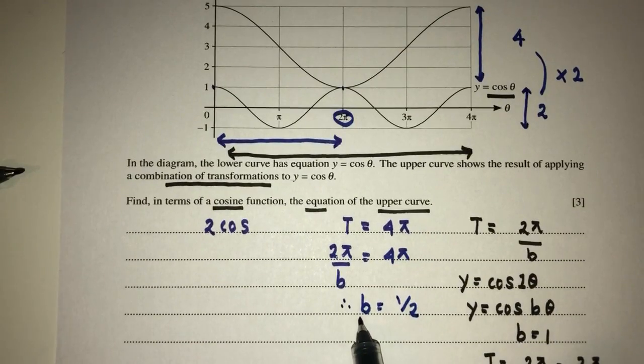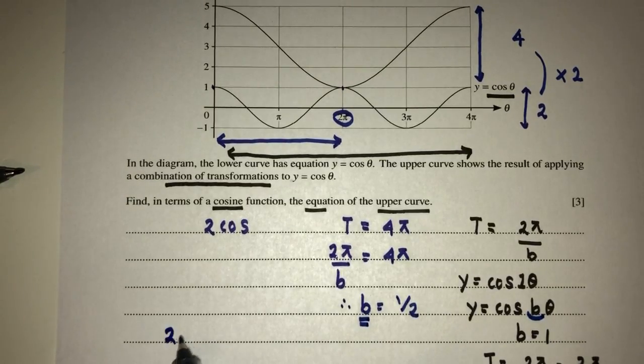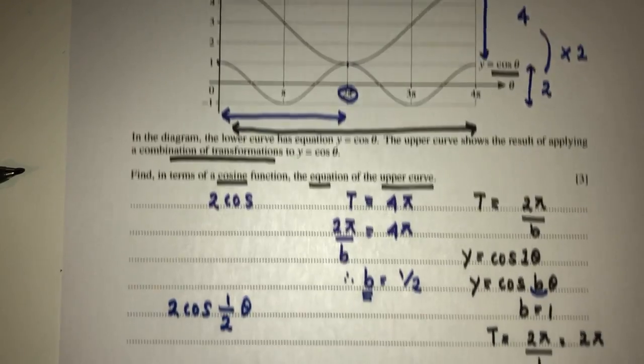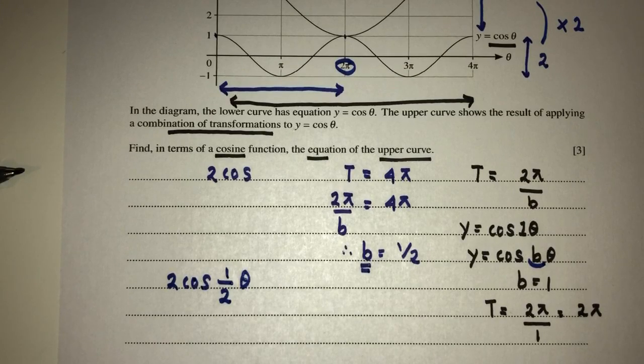Now where does b belong? B belongs to the value right here. So as you can see, right now you have 2 cos half theta. So that will be the equation of the curve. Now let's see something.